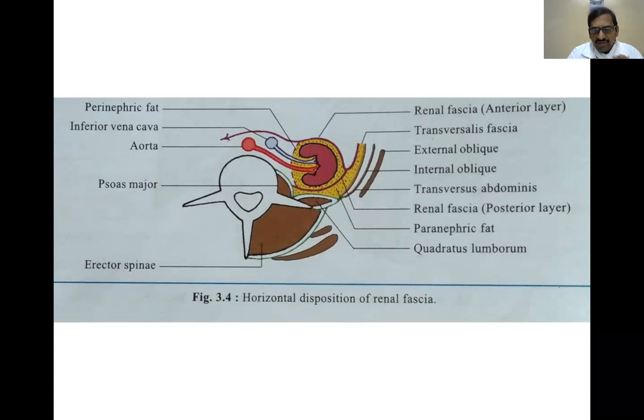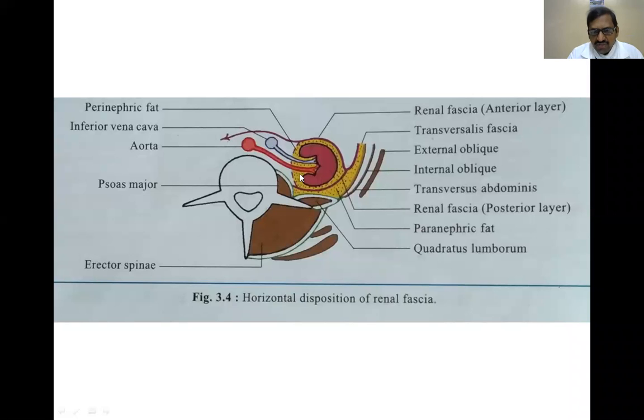In total, how many layers are there? There are 4 layers of coverings of the kidney. First one is the fibrous capsule or true capsule, and next is the fatty layer, that is the perinephric fat. Next is the renal fascia, and outside this is another layer, the paranephric fat. The paranephric fat is more abundant in the posterior and lateral part of the kidney, especially the posterior part.